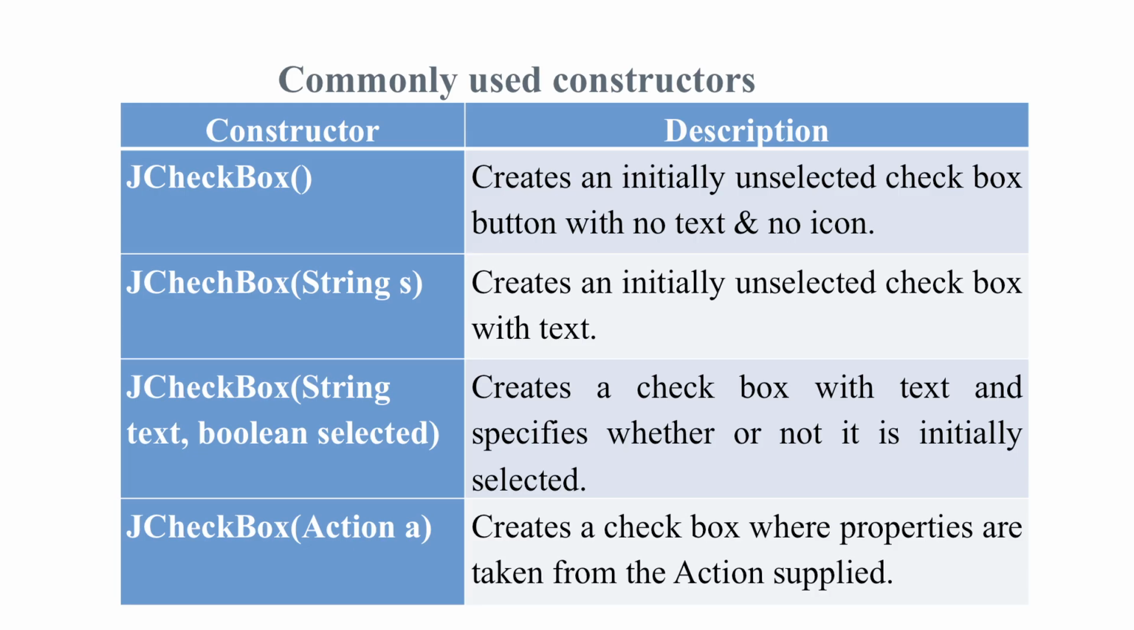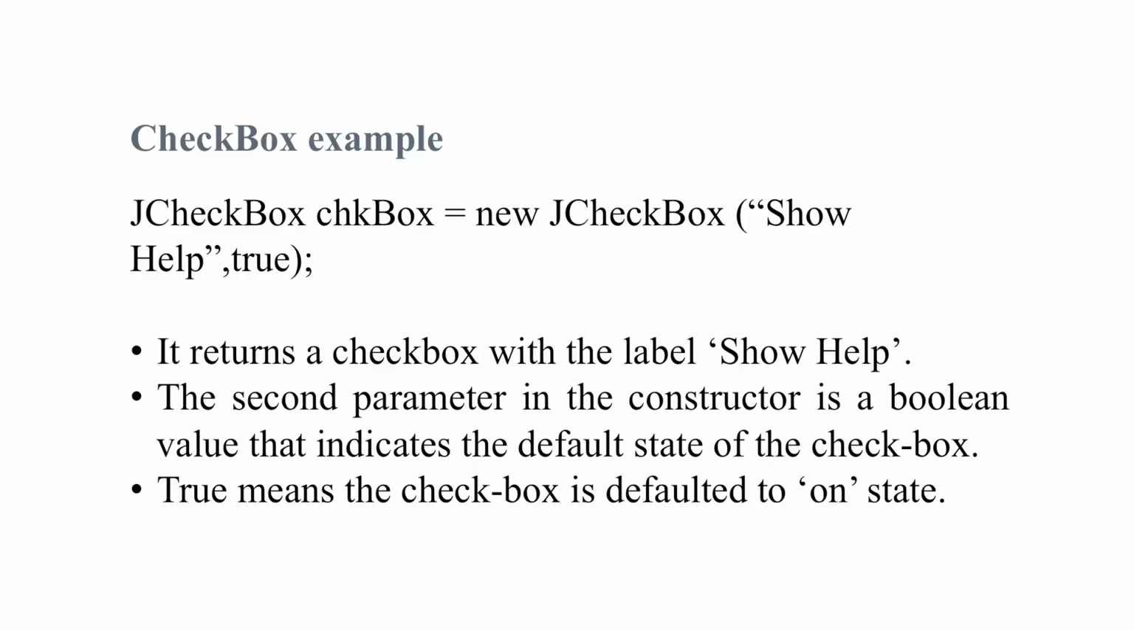One, we can have yes or no, on or true. Then JCheckBox action, this depends on the value taken from the action supplied. Let's take one example. JCheckBox is the name of the checkbox: new JCheckBox("Show help", true).